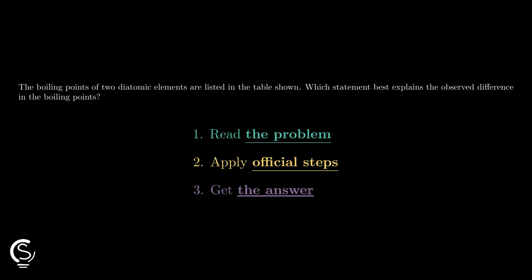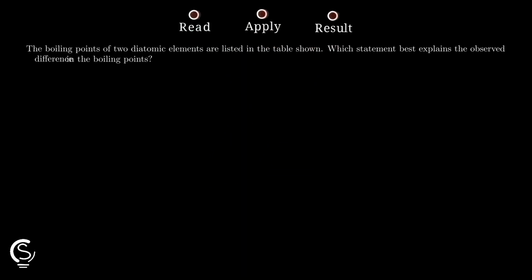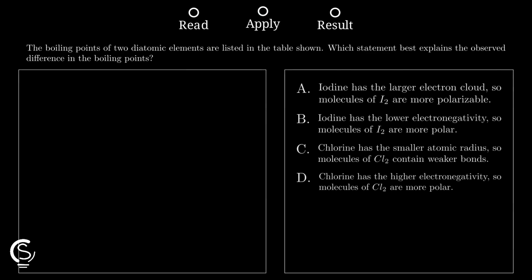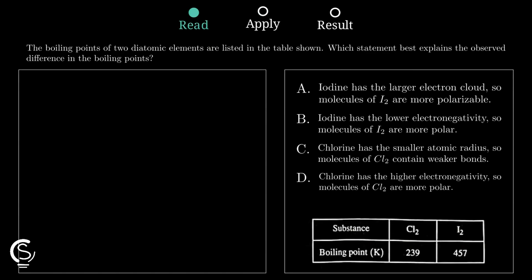Let's go! Boiling points of diatomic elements like chlorine and iodine depend on intermolecular forces, so let's quickly find the best explanation for their differences right now. First, we must recognize that both chlorine and iodine are nonpolar diatomic molecules, meaning they only experience London dispersion forces rather than permanent dipole-dipole interactions or any hydrogen bonding.